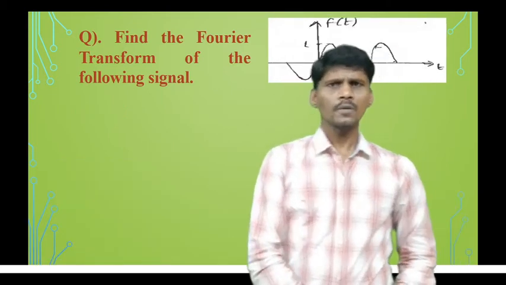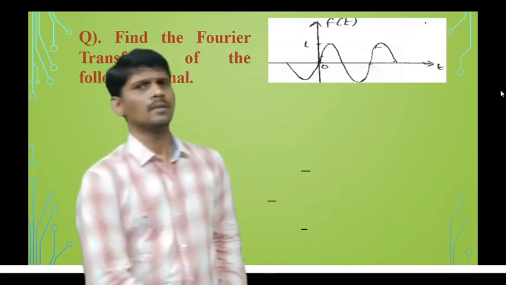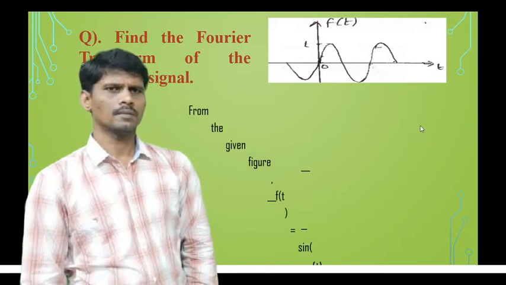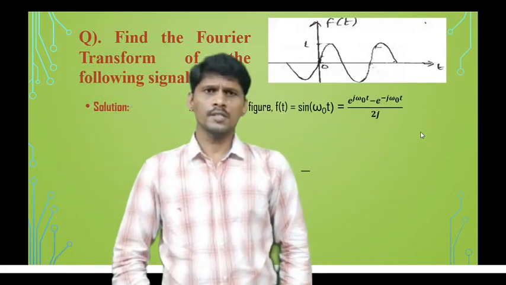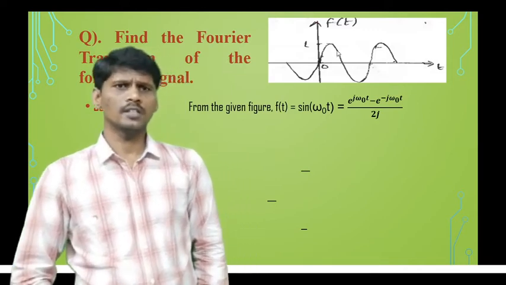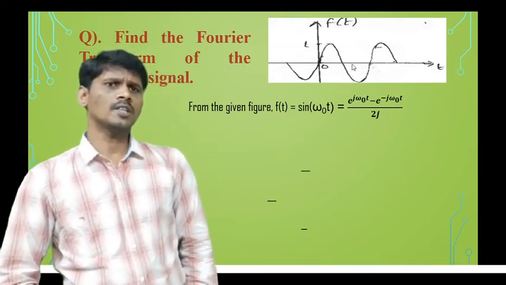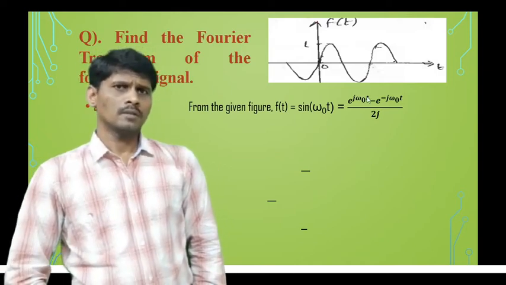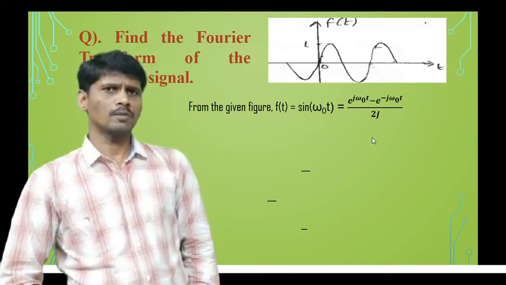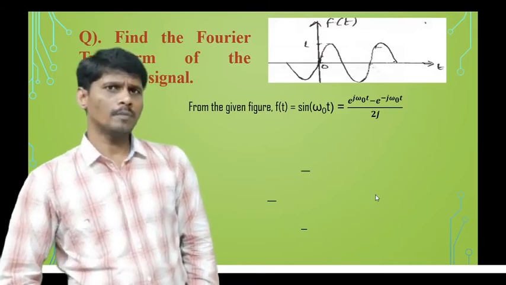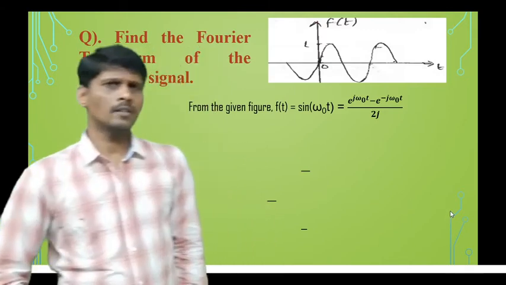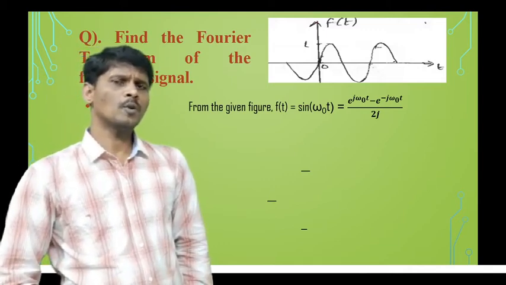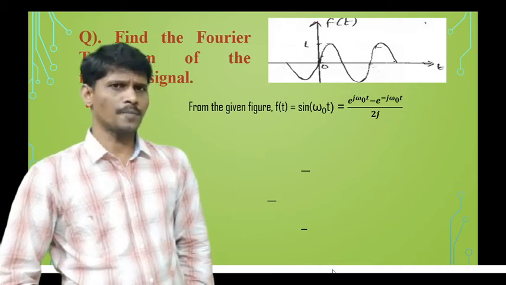Next example. Find the Fourier transform of the following signal. This is the given waveform. Now here the given signal is a sinusoidal signal. Therefore, the given function f of t, from the given waveform, is sine omega naught t. Sine omega naught t is written in terms of exponentials: e power j omega naught t minus e power minus j omega naught t, by 2j.